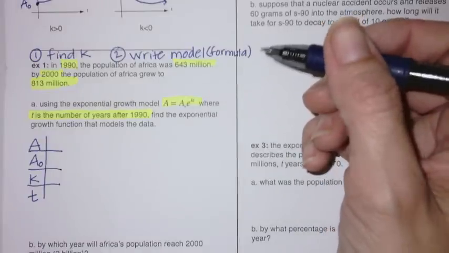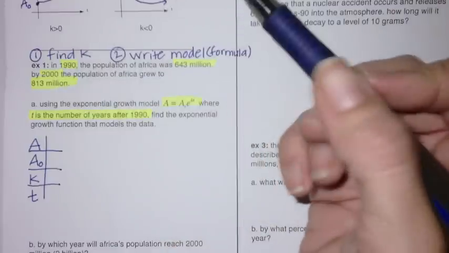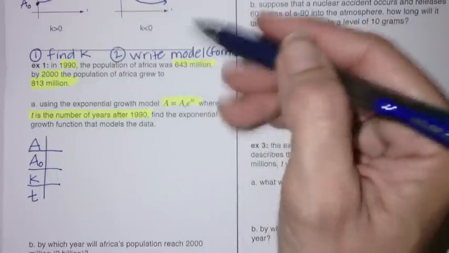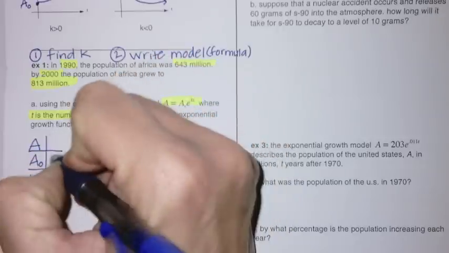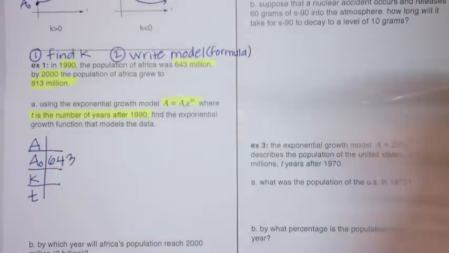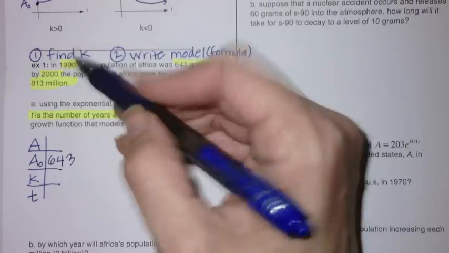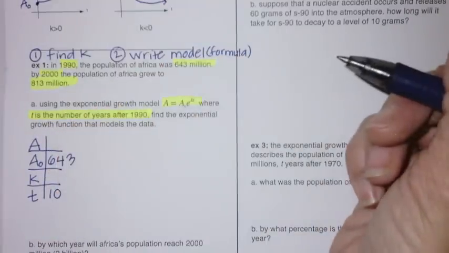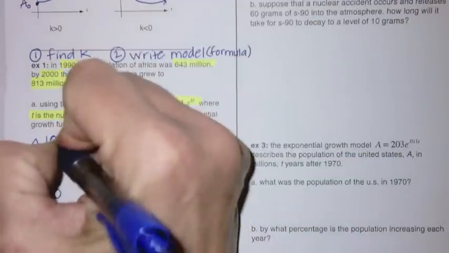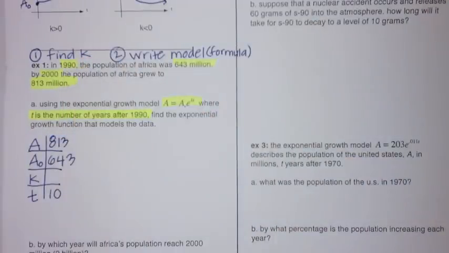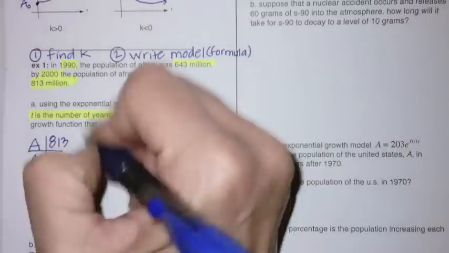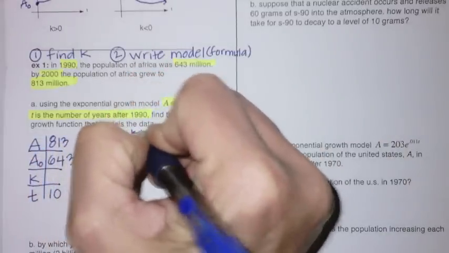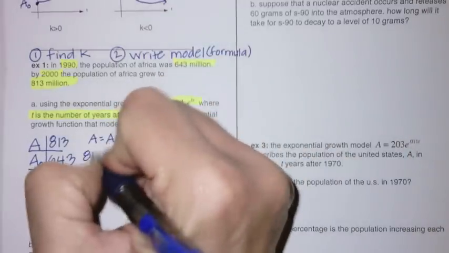So when we start this, let's start with what we know. In 1990, the population of Africa was 643 million. So this is the initial amount. By 2000, so how much time has gone by? 10 years. The population grew to 813 million. So because we only have one unknown, we can solve the equation. So we're just going to plug and chug here.